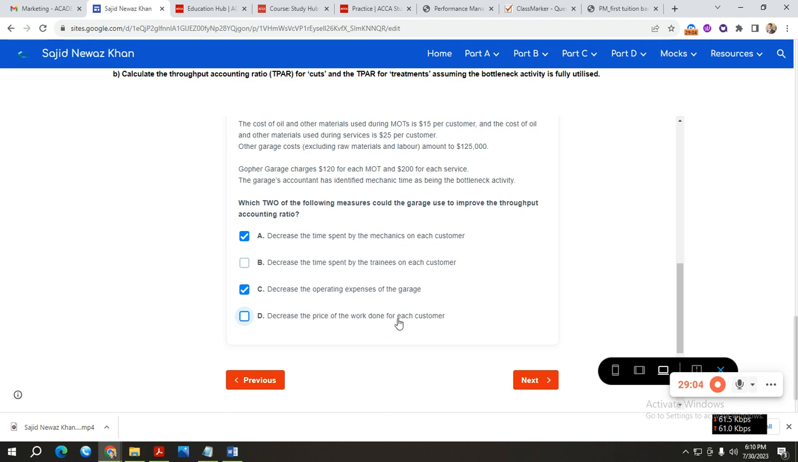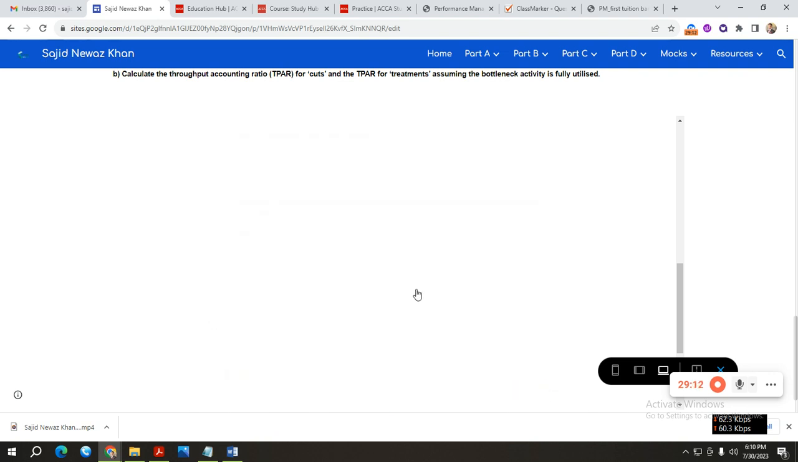Decrease the price of the work done for each. No, if you decrease the price, my throughput will decrease, and if throughput decreases, my return will decrease, so this is not a valid option. All right.